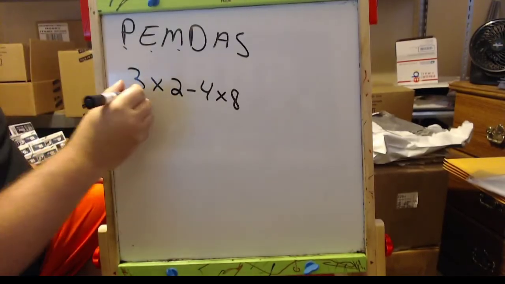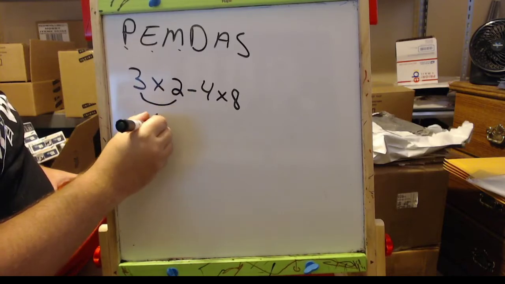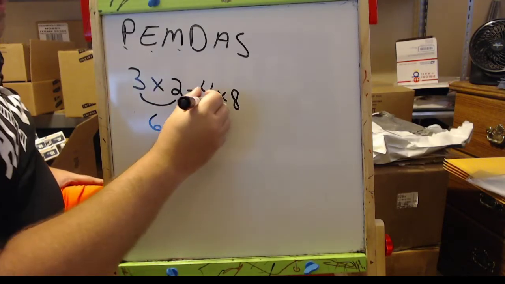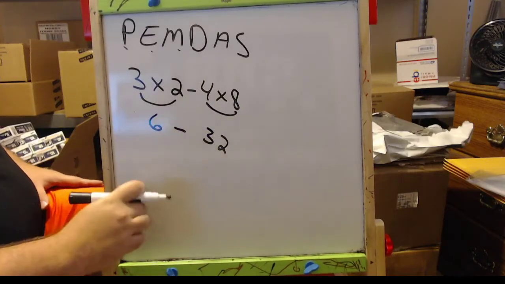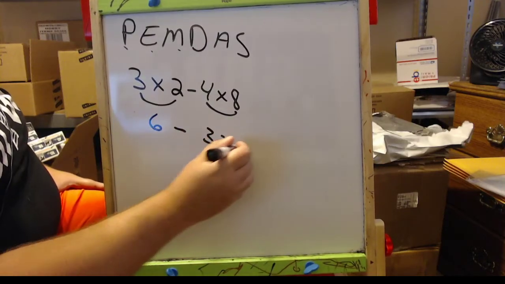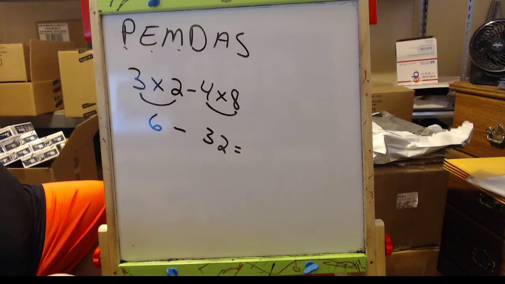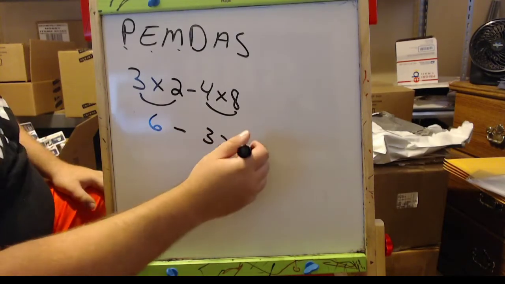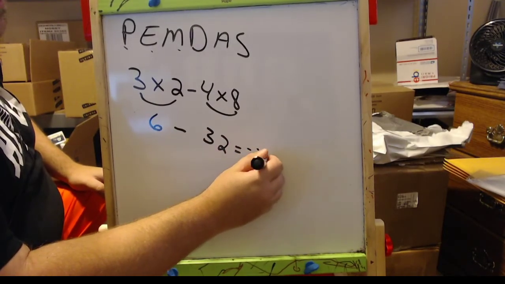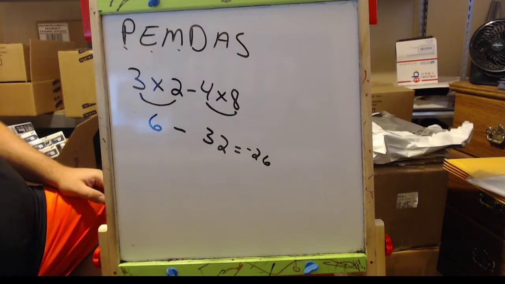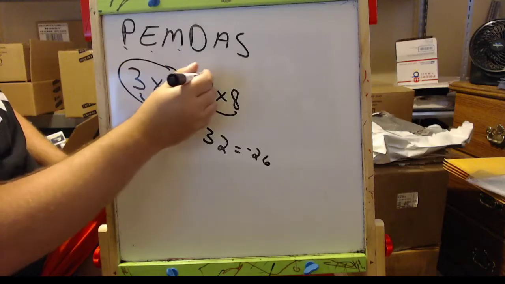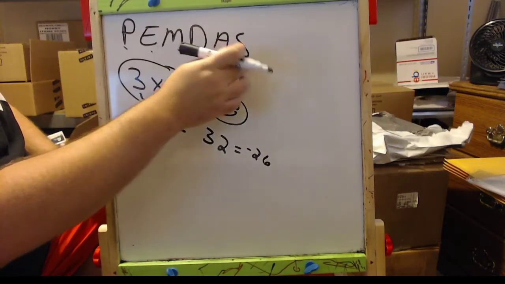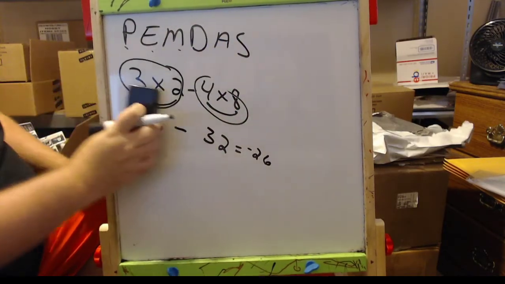Okay, what you would do first is multiply these numbers, 6. Then you would multiply these numbers, 32. And you would take 6 minus 32. And I know we didn't do integers yet, and we will do integers, but the answer here would be negative 26. And the reason you don't go left to right is because multiplication comes before adding and subtracting.